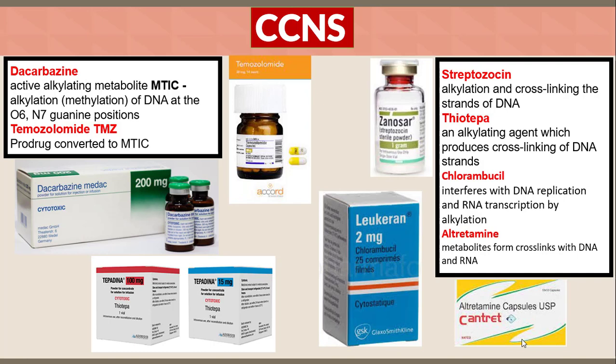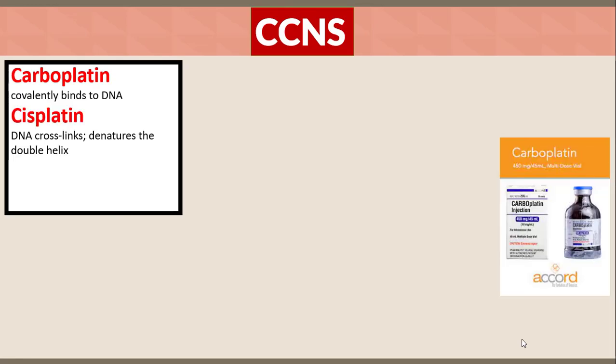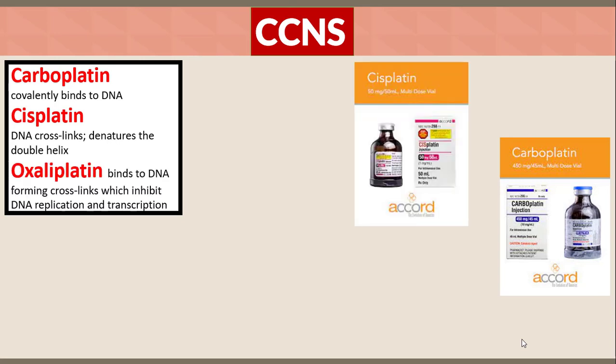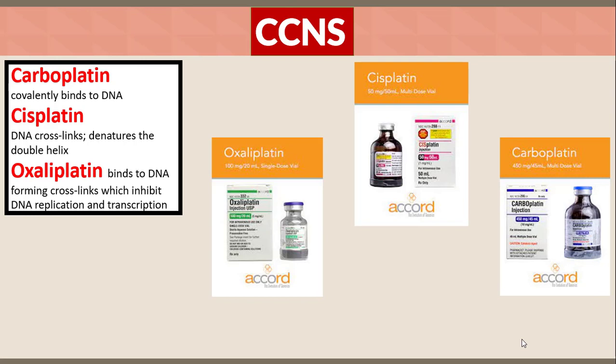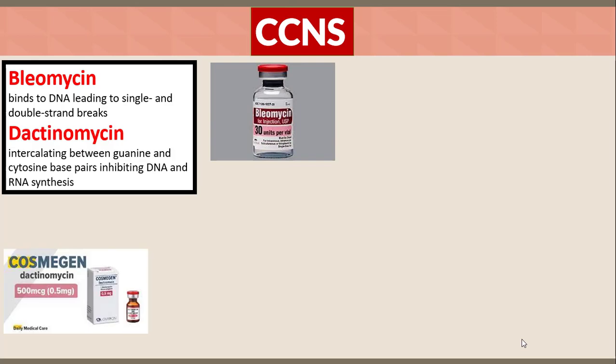Altretamine, metabolites form crosslinks with DNA and RNA. Carboplatin covalently binds to DNA. Cisplatin, DNA crosslinks, denatures the double helix. Oxaliplatin binds to DNA forming crosslinks which inhibit DNA replication and transcription. Bleomycin binds to DNA leading to single and double strand breaks.